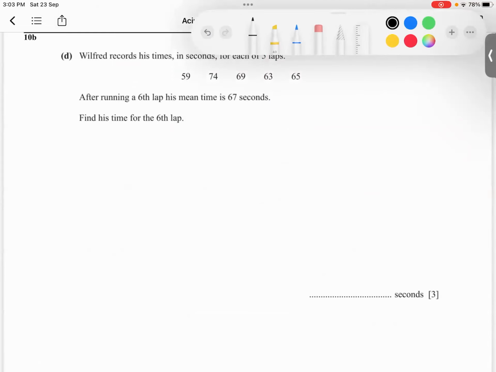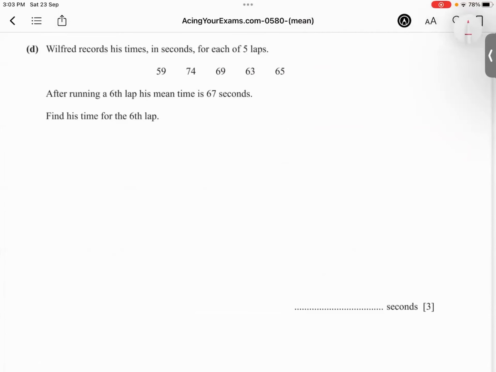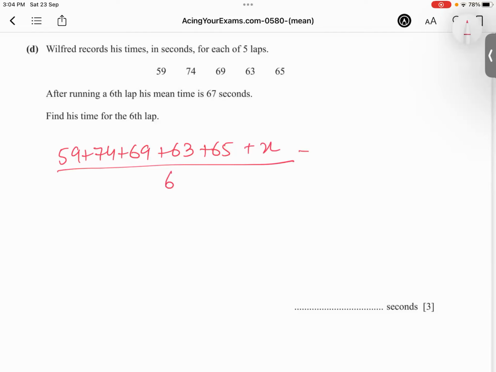Now look at the question, everybody. They say that Wilfred records his times in seconds for each of the 5 laps. After running a 6th lap, his mean time is 67. So it means 59 plus 74 plus 69 plus 63 plus 65. This is for 5 laps. After running the 6th lap, for example, the 6th lap is X, divided by 6. So his mean time was 67. We were requested to find out what the 6th lap time is.